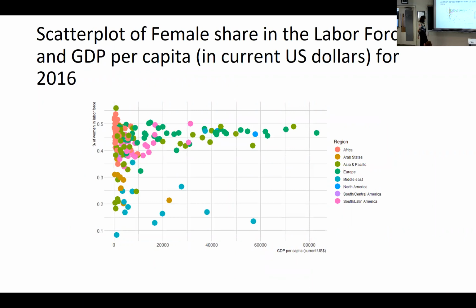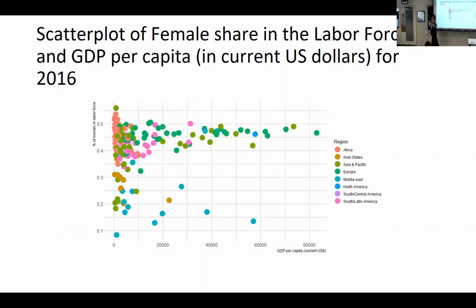So starting here with our first variable, it's similar to the first one I presented. It's not exactly the same. This is the female share in the labor force. The other was the female labor force participation. So here, if we think that something more equal would be 50-50%, so 50% of the total labor force would be women and 50% would be men, then it would be somewhere close to here, and that's actually what happens in high income countries. This is now separated by region.